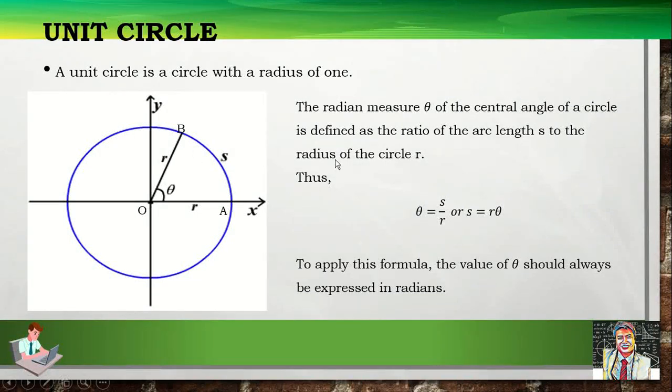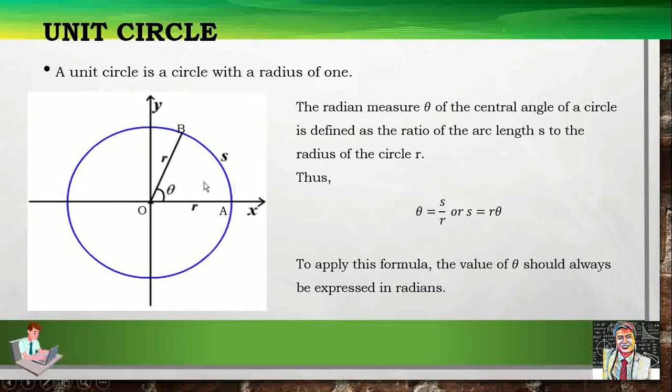Before we proceed to the discussion about unit circle, let us discuss the central angle. The radian measure theta of a central angle of a circle is defined as the ratio of the arc length S to the radius of the circle, which is R. Thus, theta is equal to S over R.